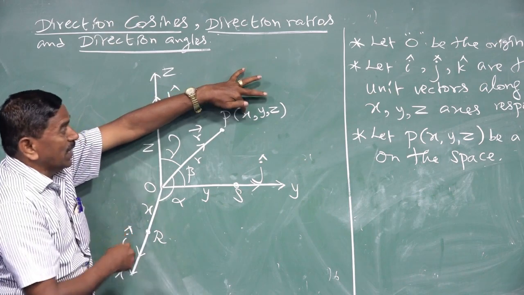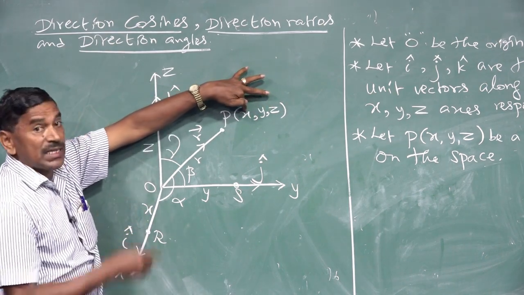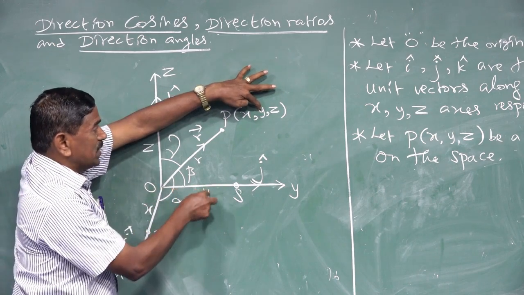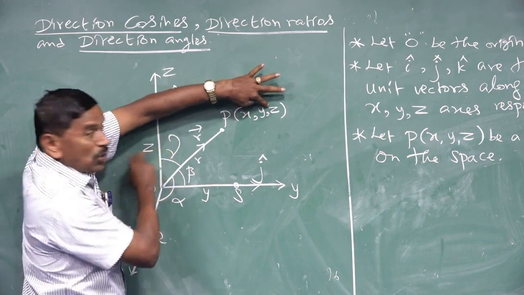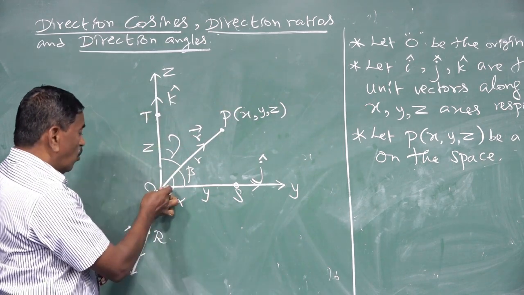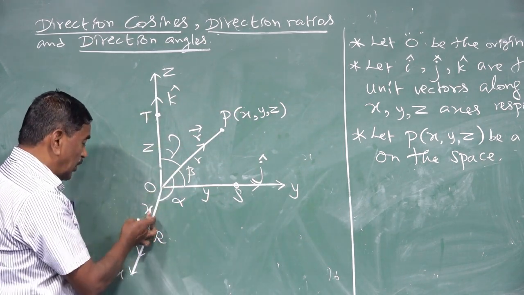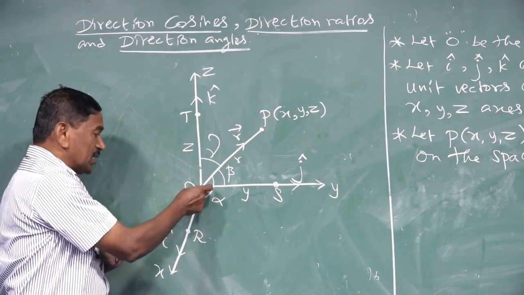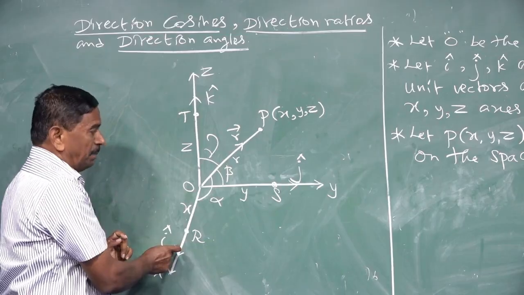Again, P(x, y, z) means x is the x-coordinate distance. So OR is equal to x. Next, OS is equal to y, and OT is equal to z. So that is the concept. Next, here the OR vector is equal to x times the i vector, because its magnitude is x and its direction vector is i cap.